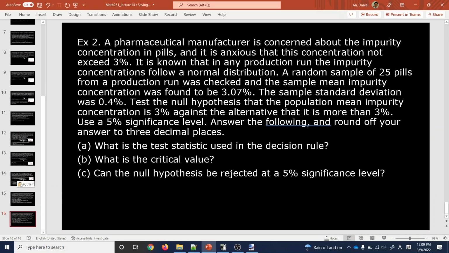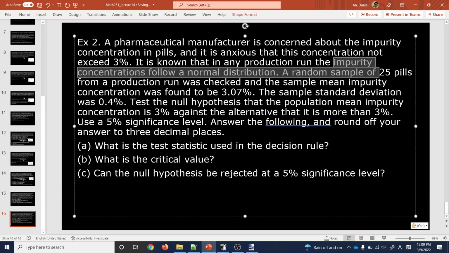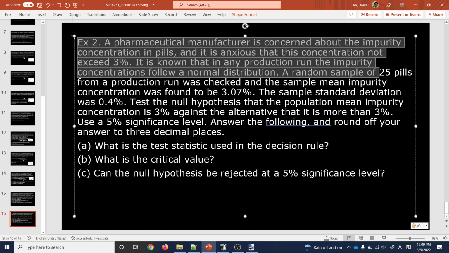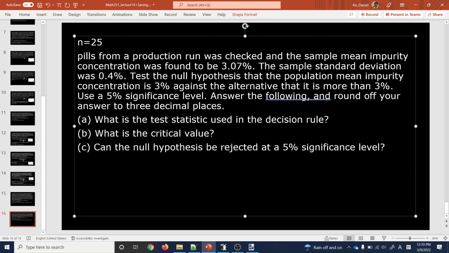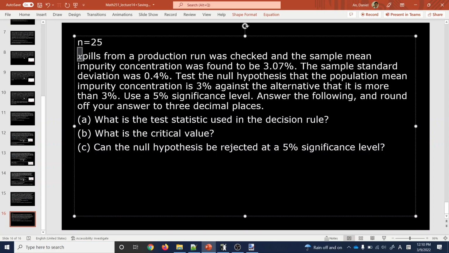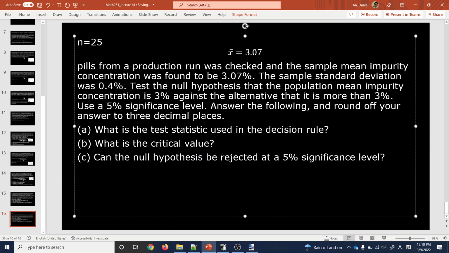So it's really saying the following. N is 25. You see that, right? N is 25. And what is the sample mean? What's our sample mean? 3.07, right? And what's the standard deviation of the sample? 0.4.